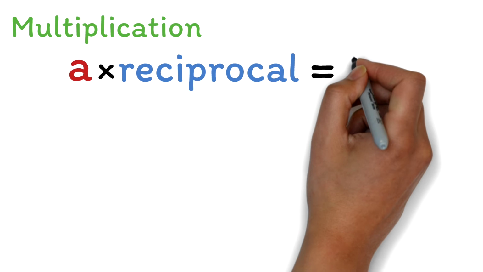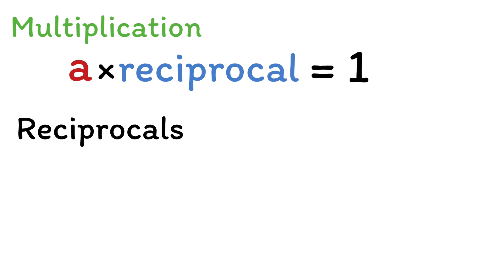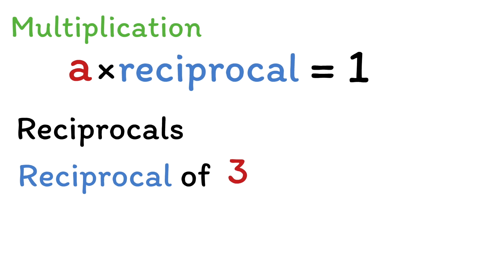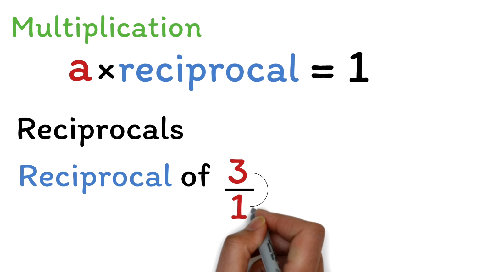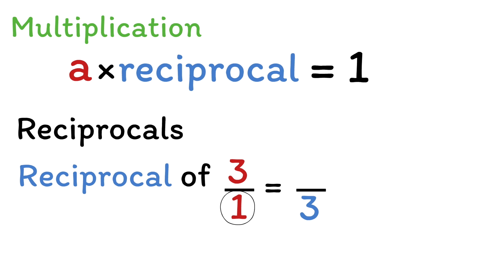Next, for multiplication, the inverse property states that any number multiplied by its reciprocal will equal 1. So before we solve some examples, let's talk about reciprocals. Let's find the reciprocal of the number 3. To find the reciprocal, first note that all integers have an invisible denominator of 1. So 3 is the same as 3 over 1. Now to find the reciprocal, all you have to do is swap the positions of the 3 and the 1. So the 3 will go to the bottom and the 1 will come to the top. Therefore, the reciprocal of 3 over 1 is 1 over 3.